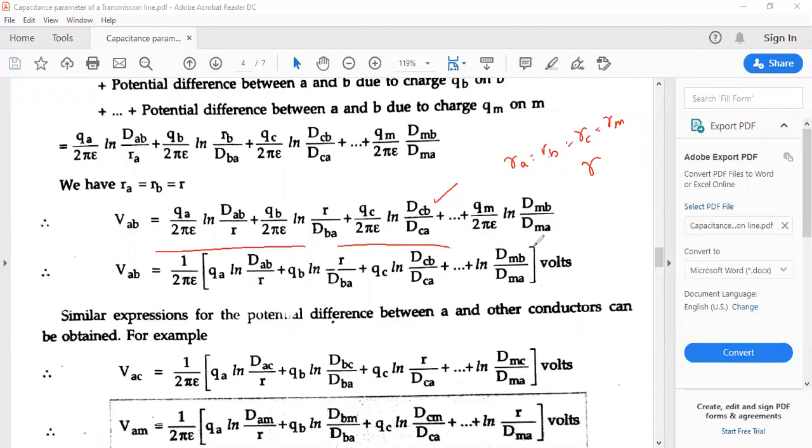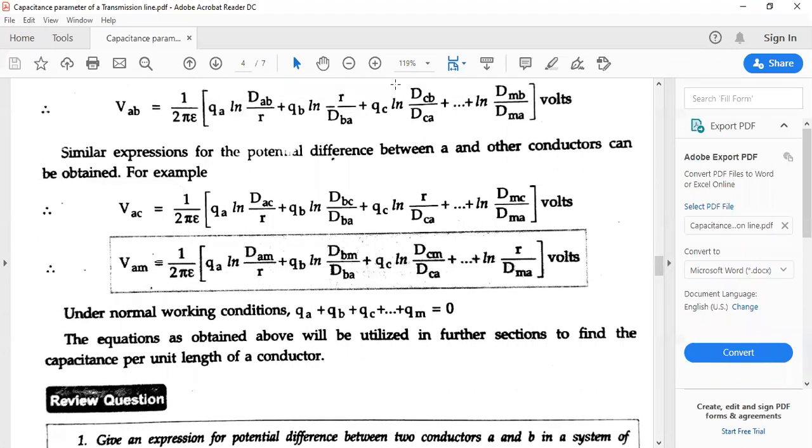This is the equation you need to follow, where the radii are replaced with R. The common factor between all these terms is 1 divided by 2 pi epsilon. So again, QA times ln of DAB divided by R, plus QB times ln of R divided by DBA, plus QC times ln of DCB by DCA, plus QM times ln of DMB by DMA, in volts. What is the next thing you need to follow? Some similar expressions are there.